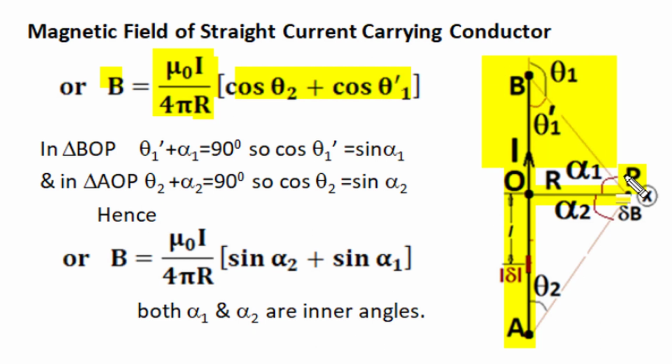Now in this BOP triangle, the summation of theta 1 dash and alpha 1 is 90 degrees.